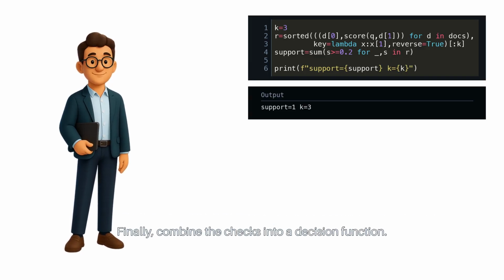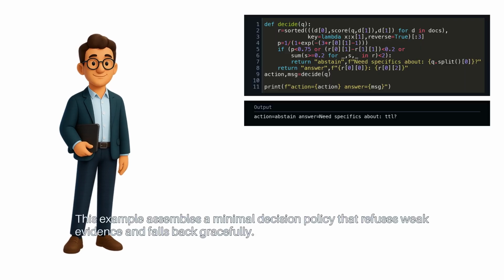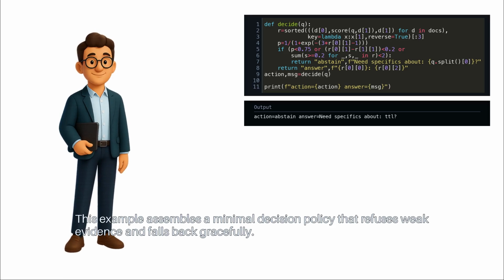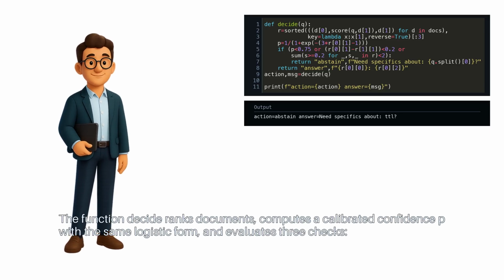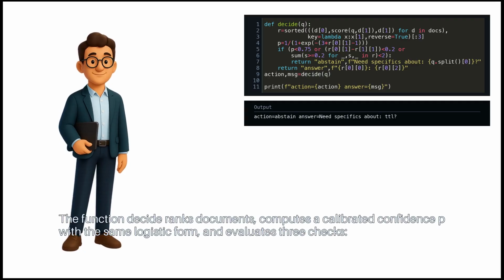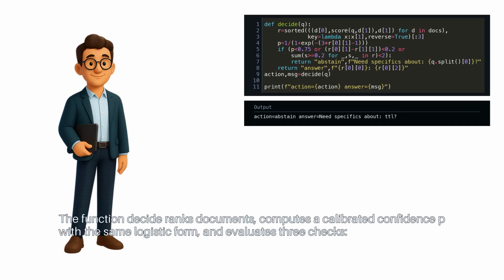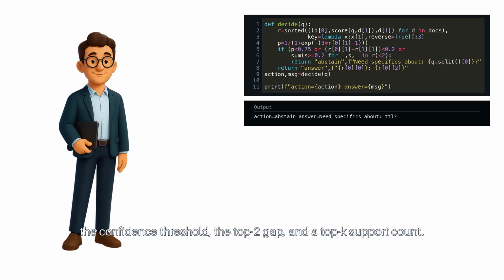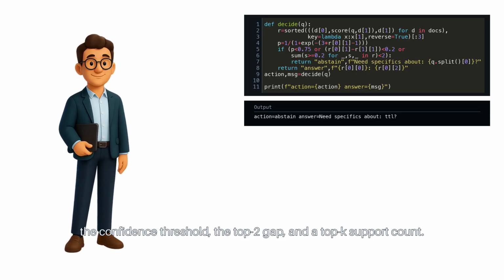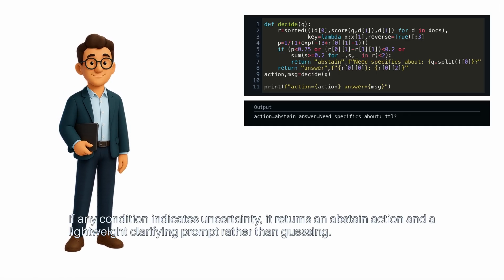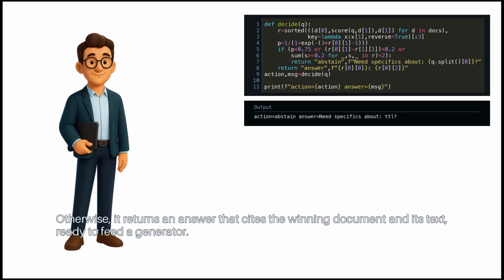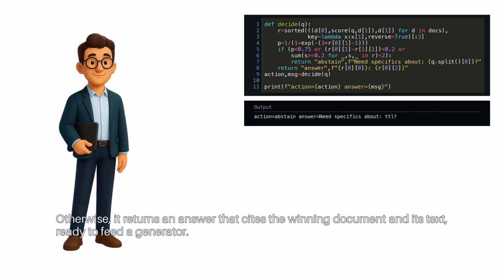Finally, combine the checks into a decision function. This example assembles a minimal decision policy that refuses weak evidence and falls back gracefully. The function decide ranks documents, computes a calibrated confidence P with the same logistic form, and evaluates 3 checks: the confidence threshold, the top 2 gap, and a top-K support count. If any condition indicates uncertainty, it returns an abstain action and a lightweight clarifying prompt rather than guessing. Otherwise, it returns an answer that cites the winning document and its text, ready to feed a generator.